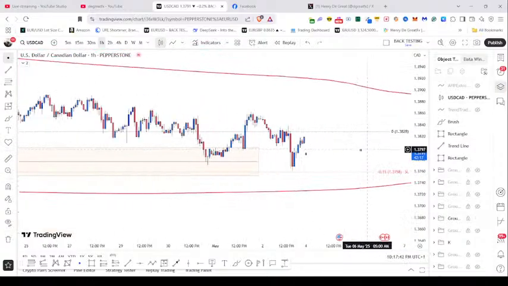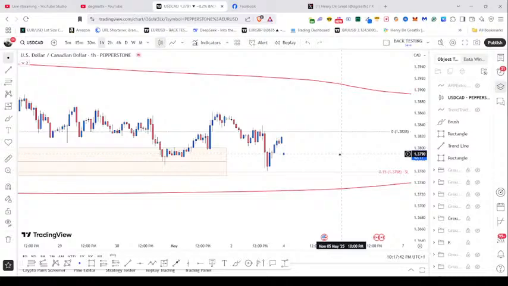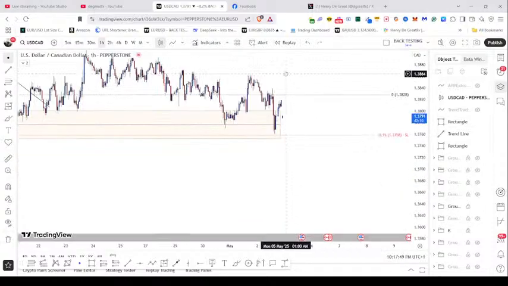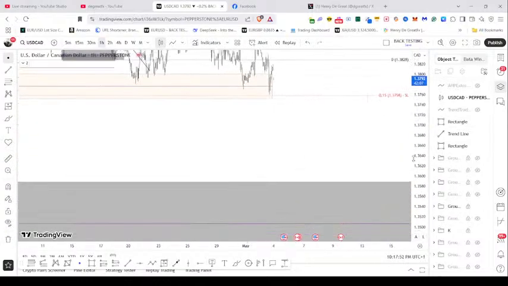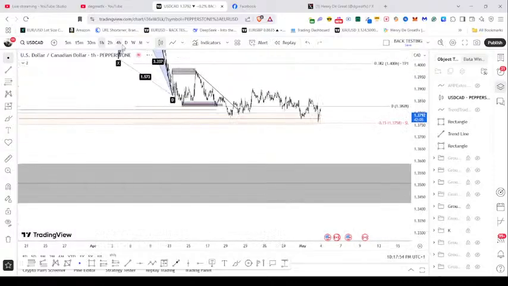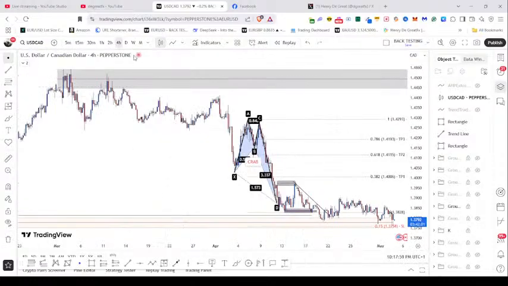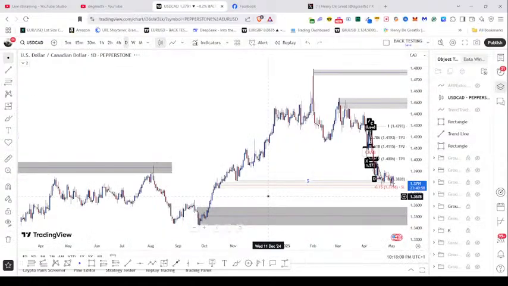So let's see what happens. If this support holds, then fine. But if it doesn't hold, then I'm expecting price to push to this key level and complete this bat pattern. Then we can now look for a buying opportunity to the upside.